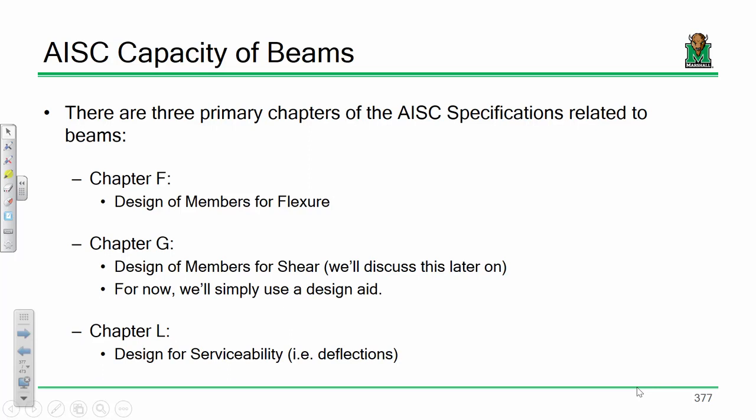Right now, we're just going to use a design aid to look up the shear capacity, and later on we'll ask how you compute it. And spoiler alert, shear tends to not matter a lot in building design. That's just because of the way that we manufacture rolled beams. You're going to see when we start doing problems how shear really never is an issue. It can be in some instances, and it definitely is an issue in bridges, but in buildings, for the most part, it doesn't matter. For serviceability, i.e. deflections, we look to Chapter L. So there's a few different chapters of the spec that we're going to look at.